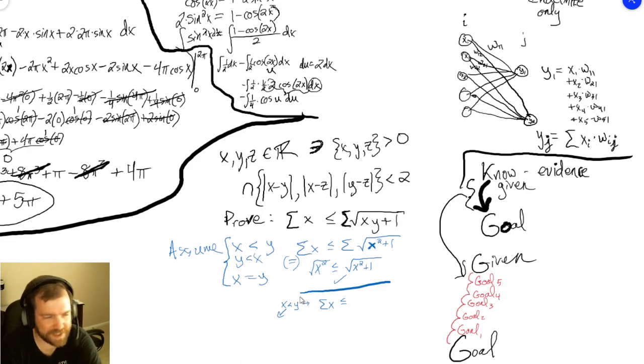If x is less than y, then the absolute value of x minus y is actually going to be y minus x. So y minus x is less than 2, which means that we can trade this around for x plus 2. y is less than x plus 2.